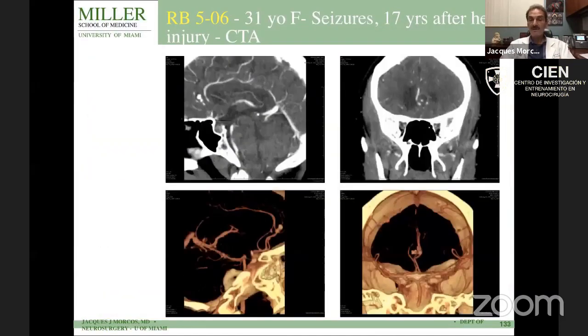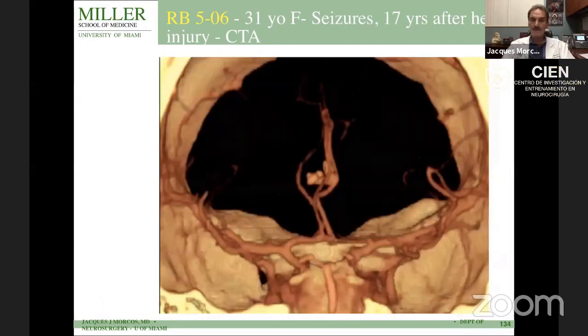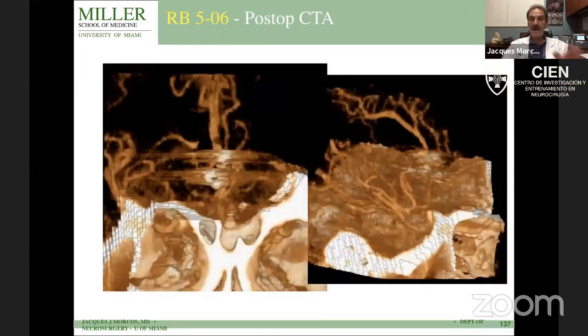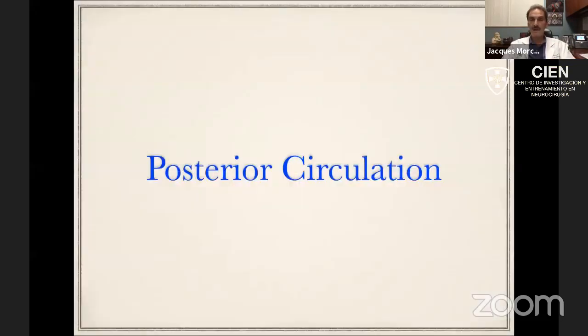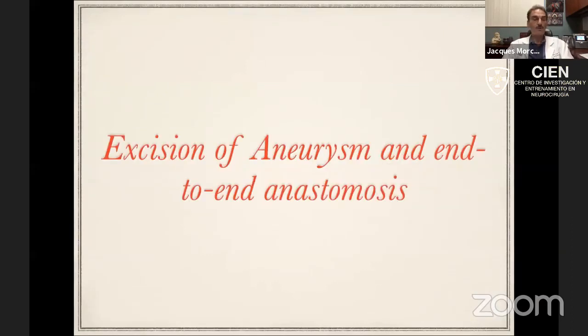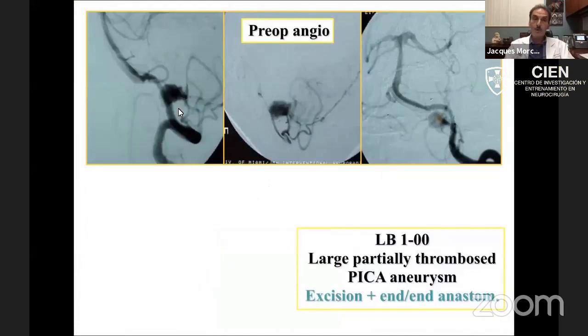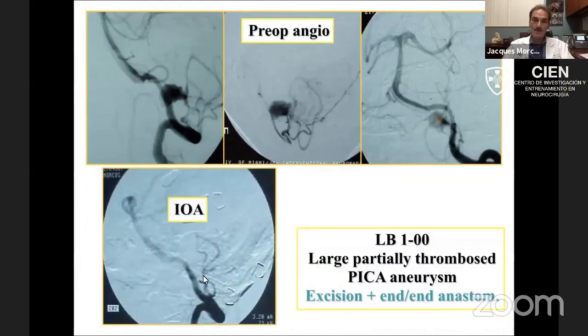Another example is A3 to A3 bypass for a traumatic aneurysm like this. You go in the interhemispheric fissure, and this is what I did, the side-to-side A3 to A3 bypass. How about posterior circulation? As I said, the PICA is very important in considering excision of aneurysm. Here is a case. PICA, I could not clip it, heavily calcified, so I excised the aneurysm and performed an end-to-end anastomosis.